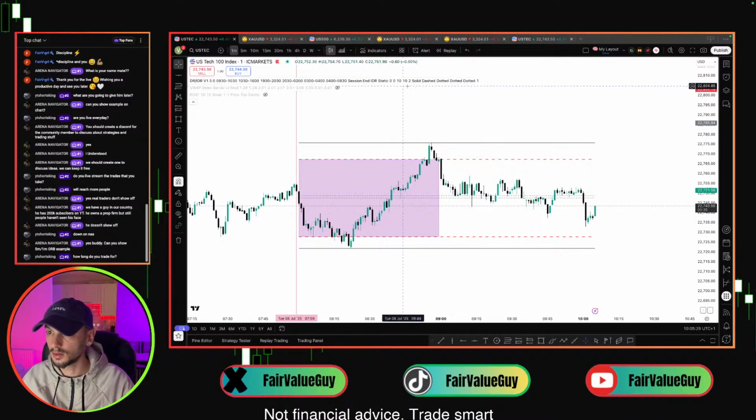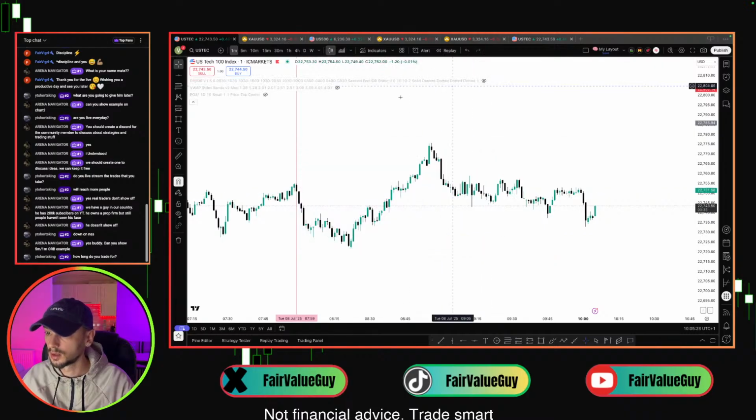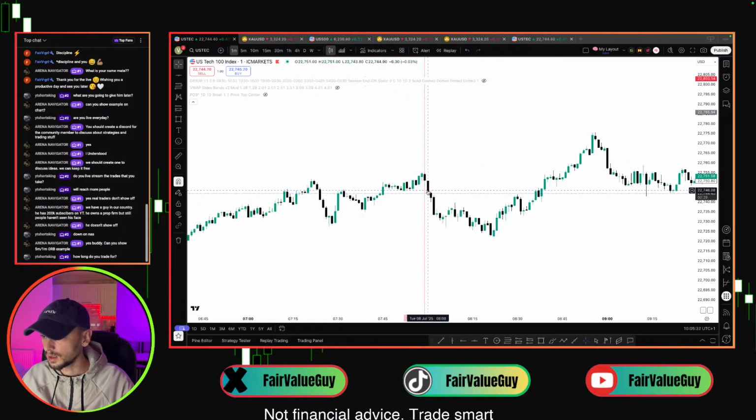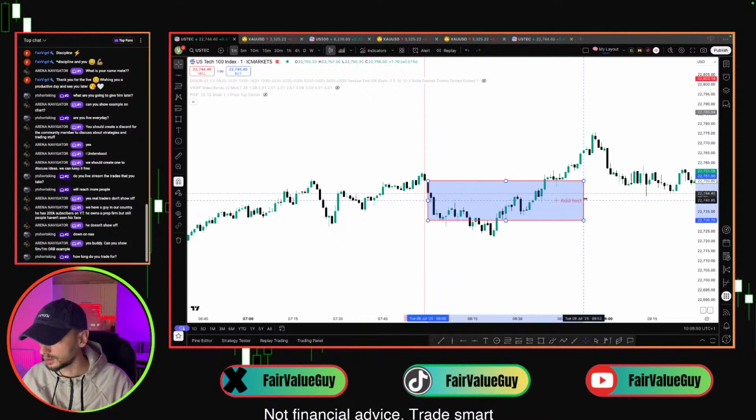Let's go on clean screen. So we drop to 1 minute time frame. The market opens at 8 o'clock, so we count 1, 2, 3, 4, 5 candles. We mark the high, and 1, 2, 3, 4, 5 candles, and we mark the low. This is the ORB.